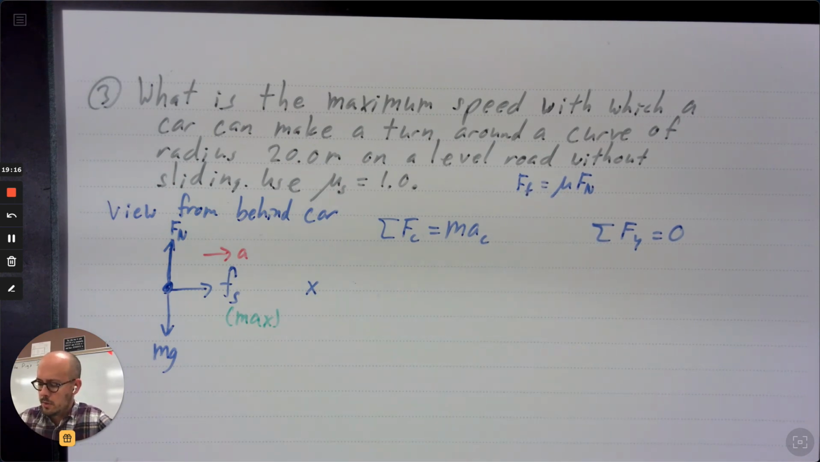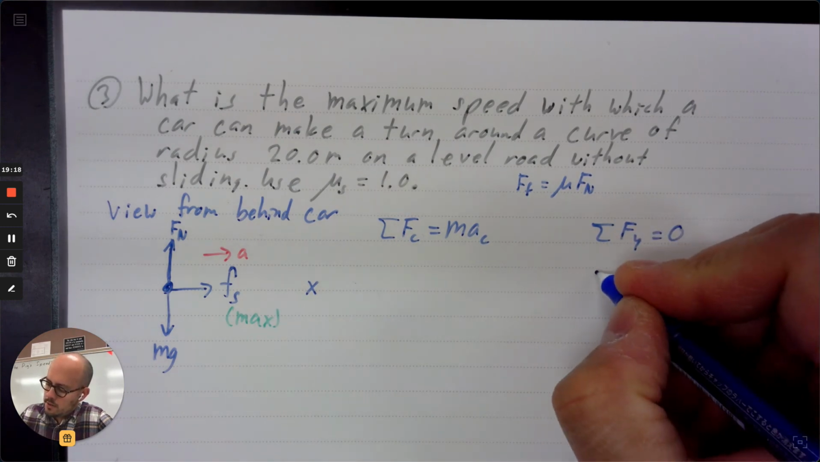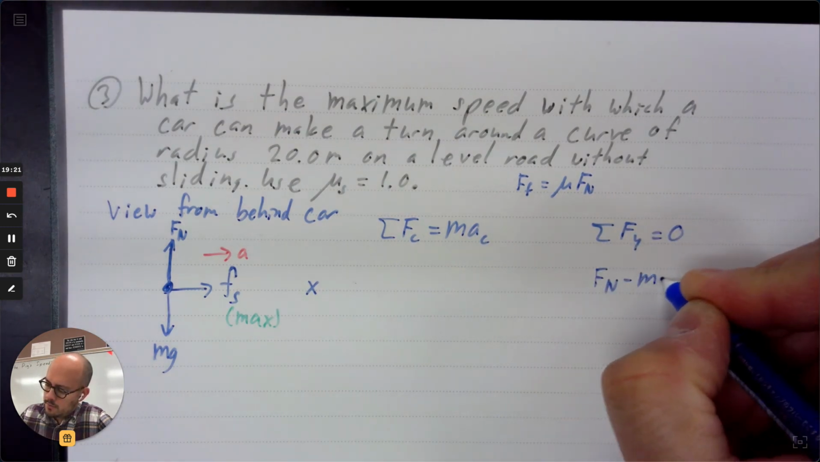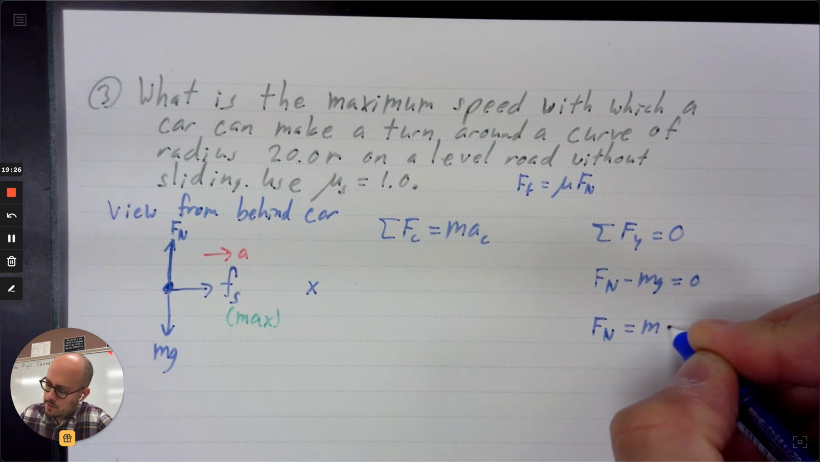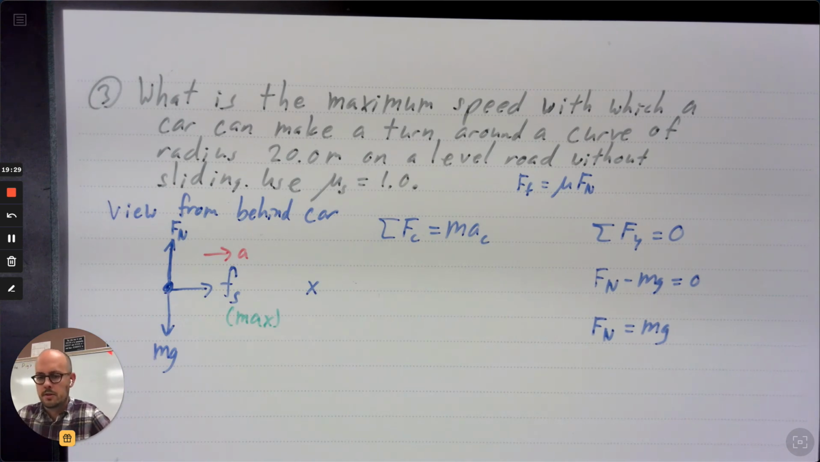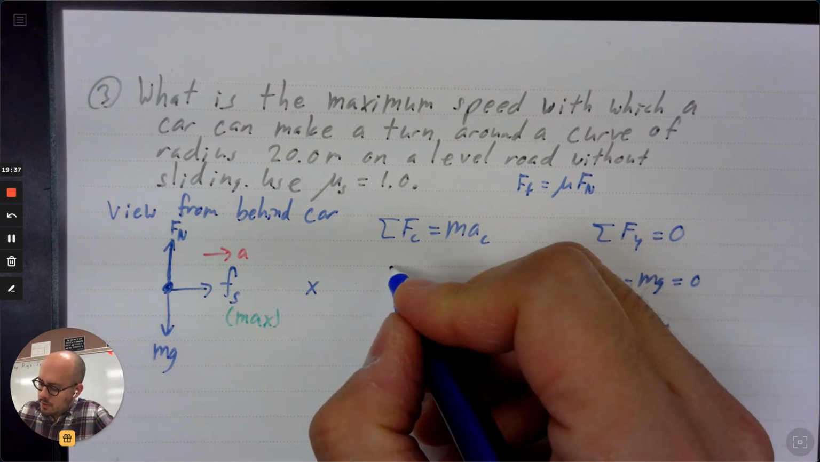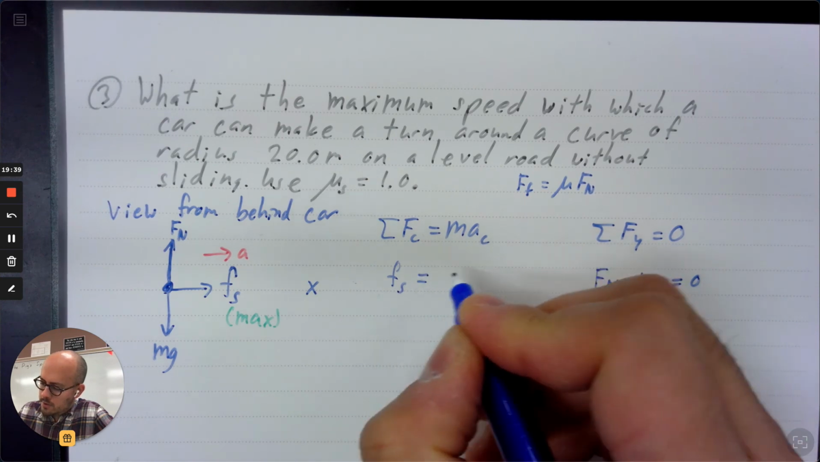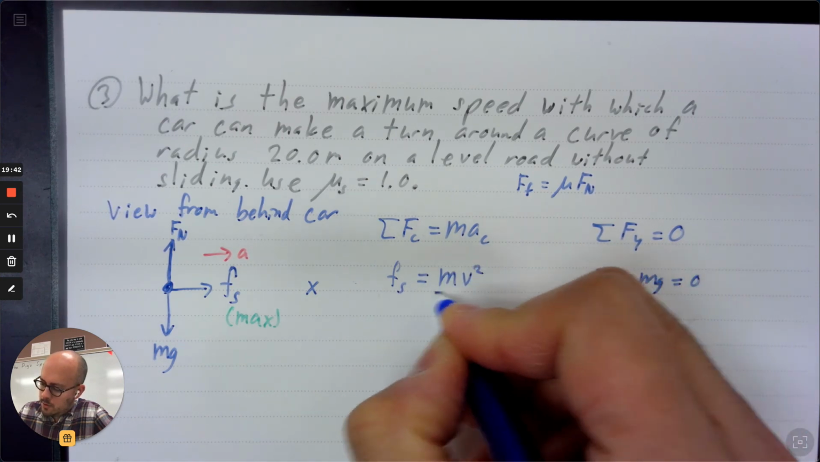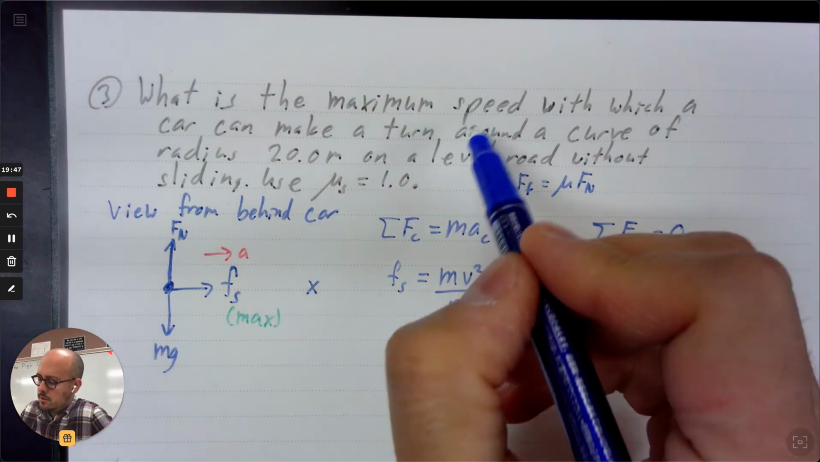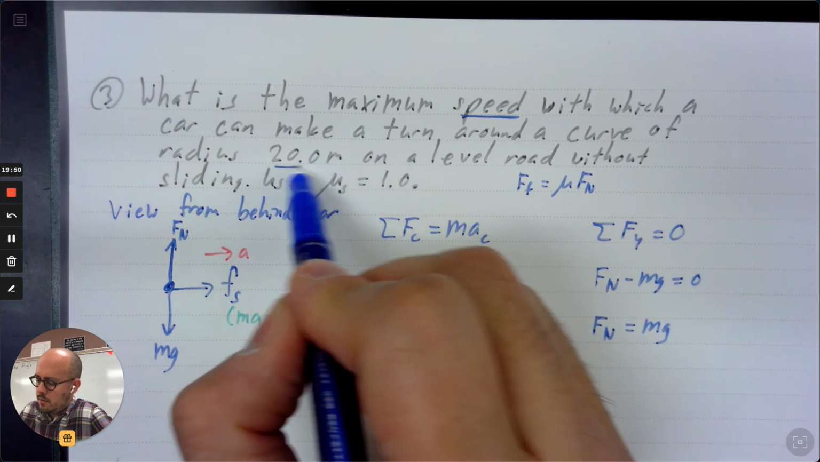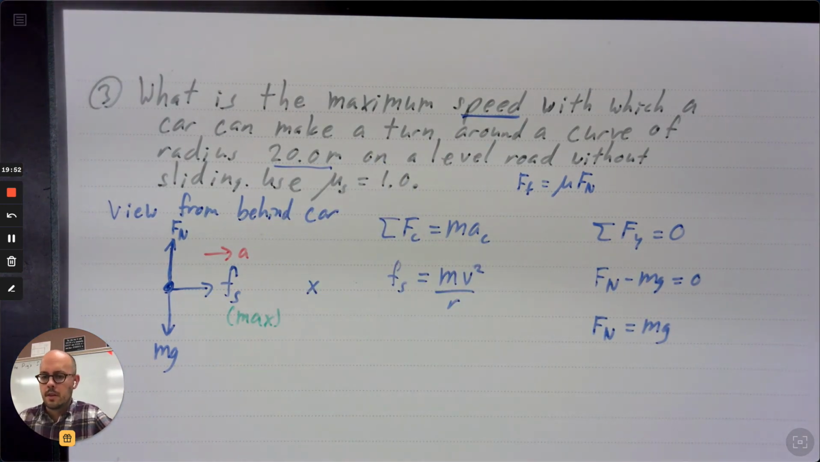So let's set up some equations and see what we have. In the y direction, we have normal force minus mg equals 0, and therefore normal force equals mg. This is so far no different from what it's always been. Again, this doesn't happen all the time, but it happens most of the time. In the centripetal direction, we have the static friction force equals mv squared over r. So again, I put in v squared over r, especially because we're being asked for speed and we have the radius as a known value.